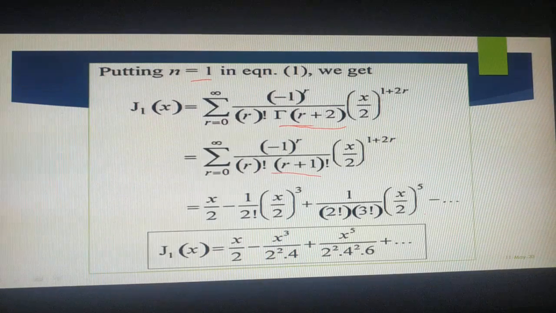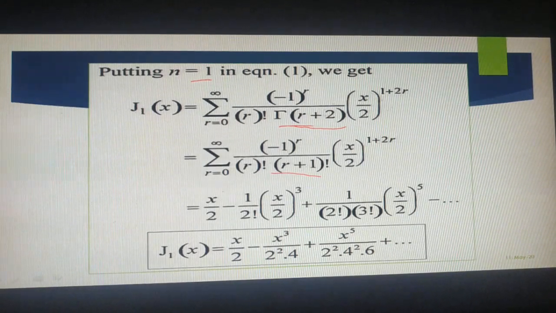So you have to expand this. If I expand, I have to start with r is equal to 0. If I substitute r is equal to 0, minus 1 whole to the power of 0 is 1, by 0 factorial into 1 factorial, that is 1, and x by 2 whole to the power of 1 plus 2r, r value 0, that means the first term is x by 2. Now r is equal to 1 this time, so minus 1 whole to the power of 1, that is minus 1 by 1 factorial into 2 factorial. Here x by 2, 1 plus 2r, r value 1, so 1 plus 2 will be 3. Okay, we got the second term.